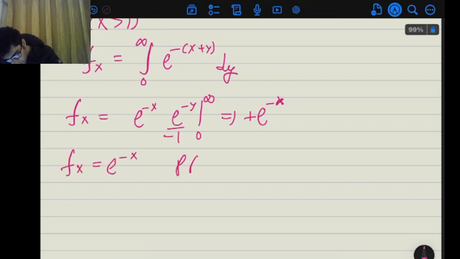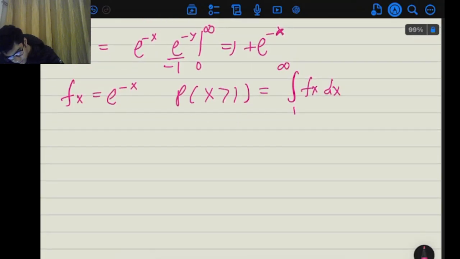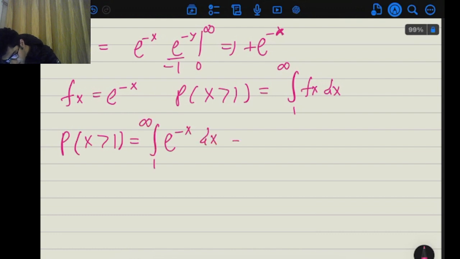Now for finding the probability of x greater than 1, I need to integrate this f of x dx over the limits 1 to infinity, right? So this becomes the integral of e to the power minus x dx from 1 to infinity. So this becomes, for x greater than 1.